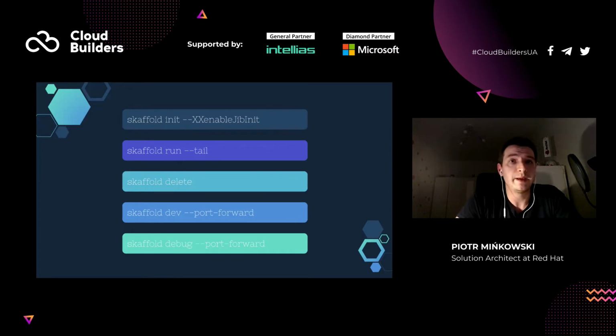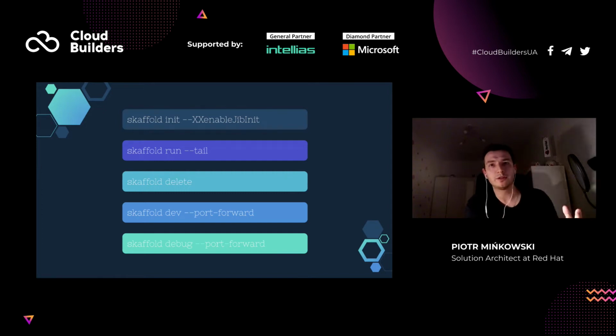Okay, so let's take a look at the basic Skaffold commands. The idea behind Skaffold is to provide several commands for particular operations. For example, if you want to create a configuration for a new application, you need to run the skaffold init command. By default, this command creates a configuration based on a build from a Dockerfile. So if you want to integrate it with Jib, we need to use the enable Jib parameter on that command. And in fact, skaffold init just creates a skaffold.yaml file in the project root directory.